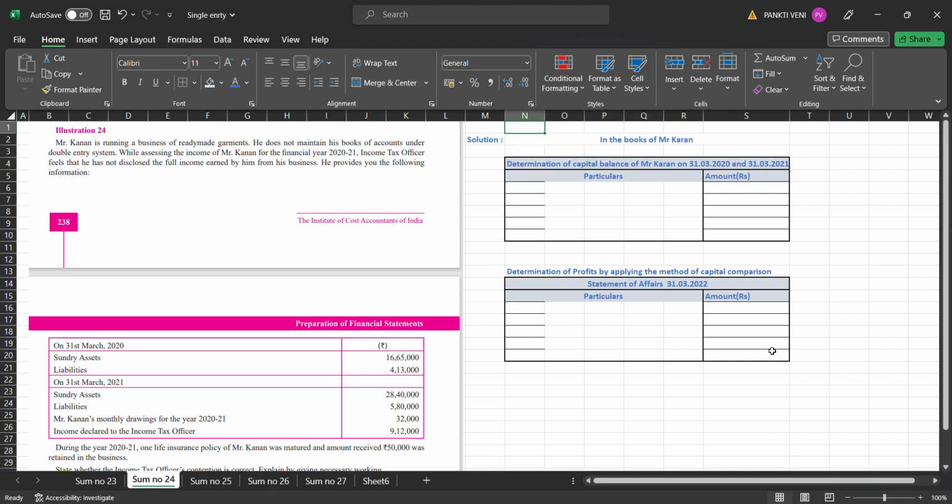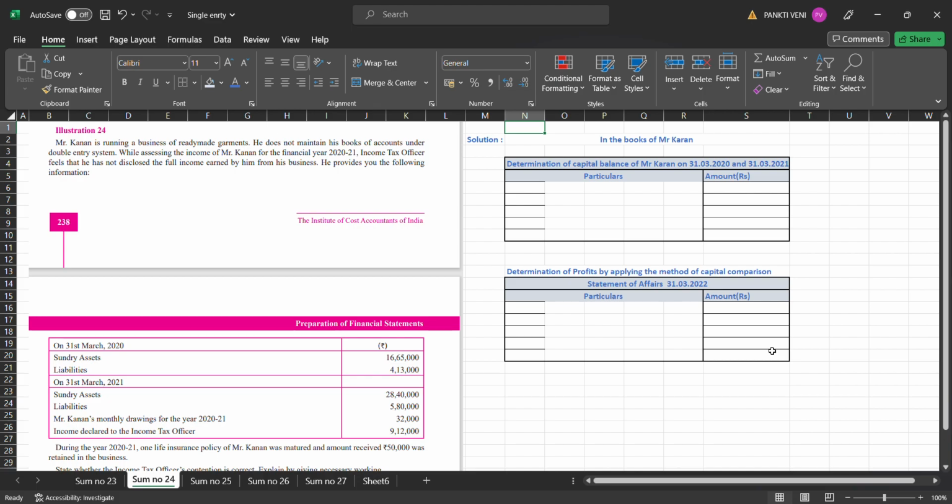Sum number 24. Mr. Karan is running a business of ready-made garments. He does not maintain his books of accounts under double entry system. While assessing the income of Mr. Karan for financial year 2021, income tax officer feels that he has not disclosed full income earned by him from his business. He provides you following information.